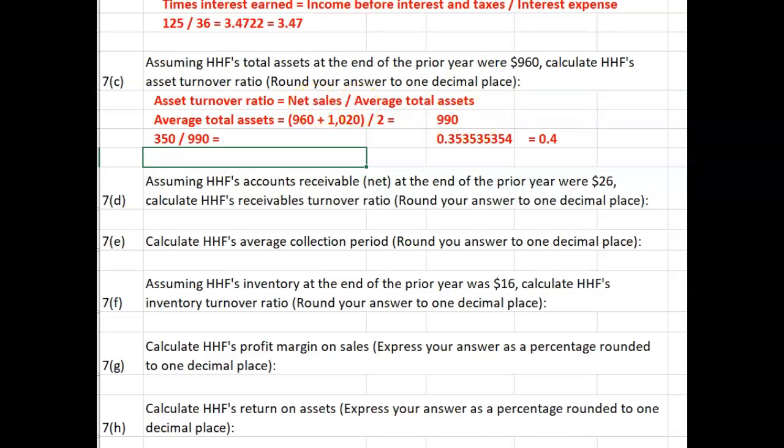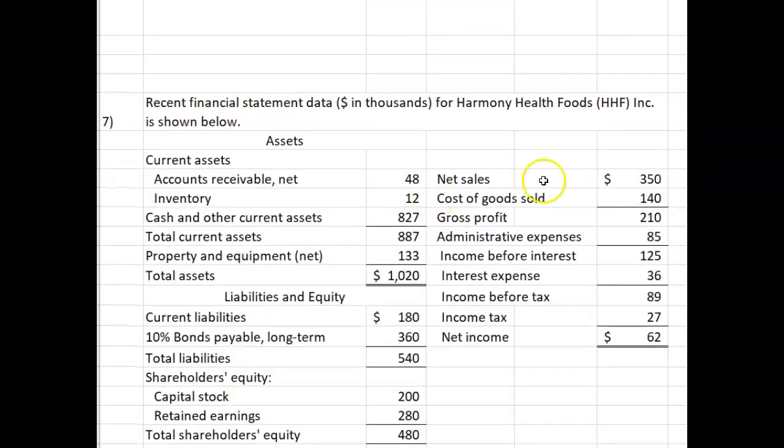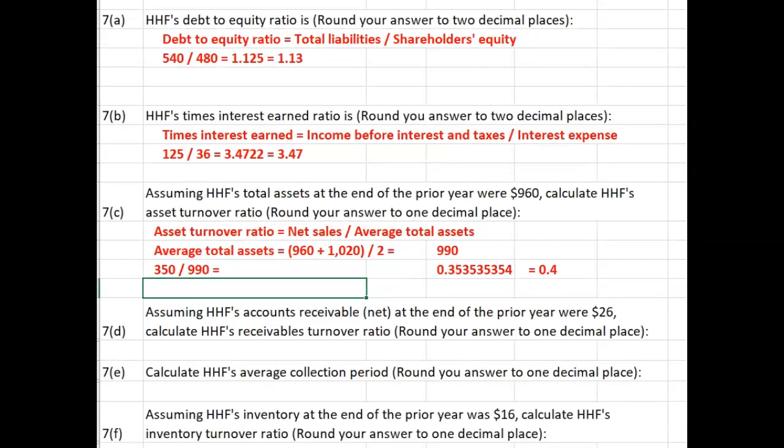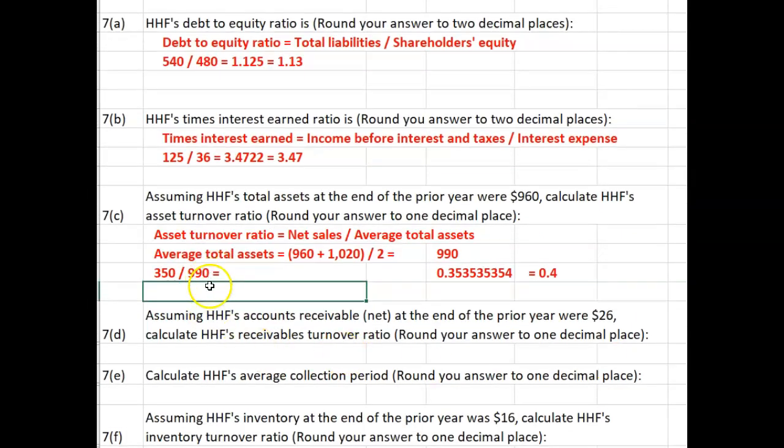Net sales are $350,000 divided by 990,000 of average total assets equals 0.3535, etc. And that rounds to 0.4 if we are rounding to 1 decimal place.